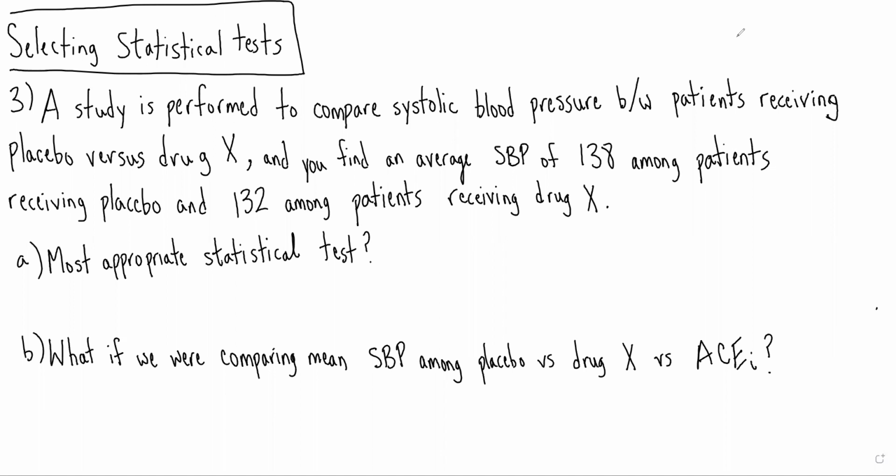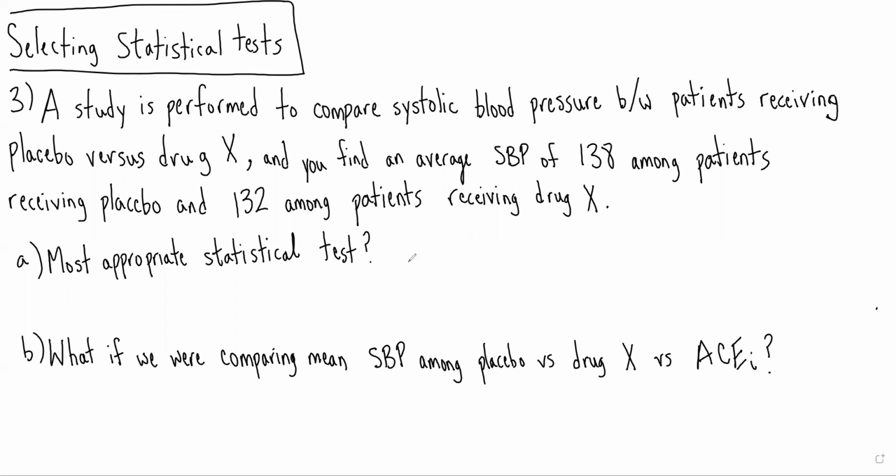So in this case, a study is performed to compare systolic blood pressure between patients receiving placebo and patients receiving drug X. And we find that patients receiving placebo have an average systolic blood pressure of 138, and patients receiving drug X have an average blood pressure of 132. And we're asked, what is the most appropriate statistical test?